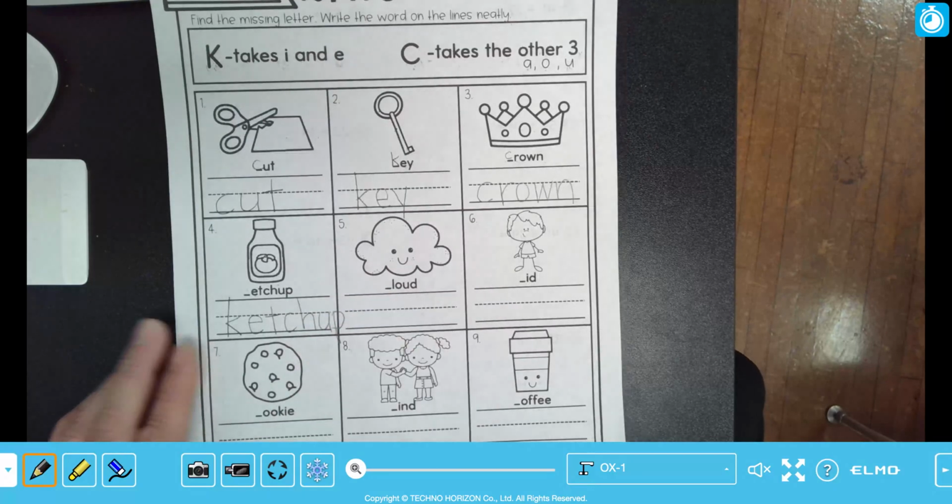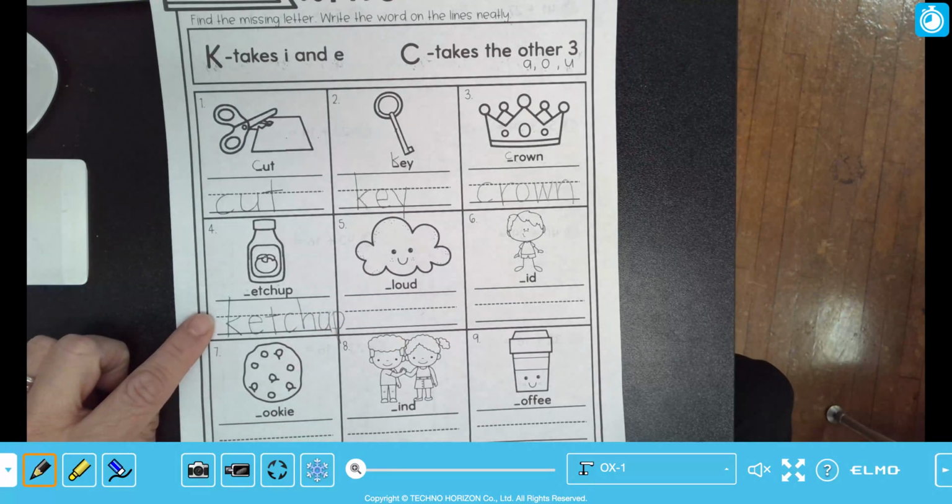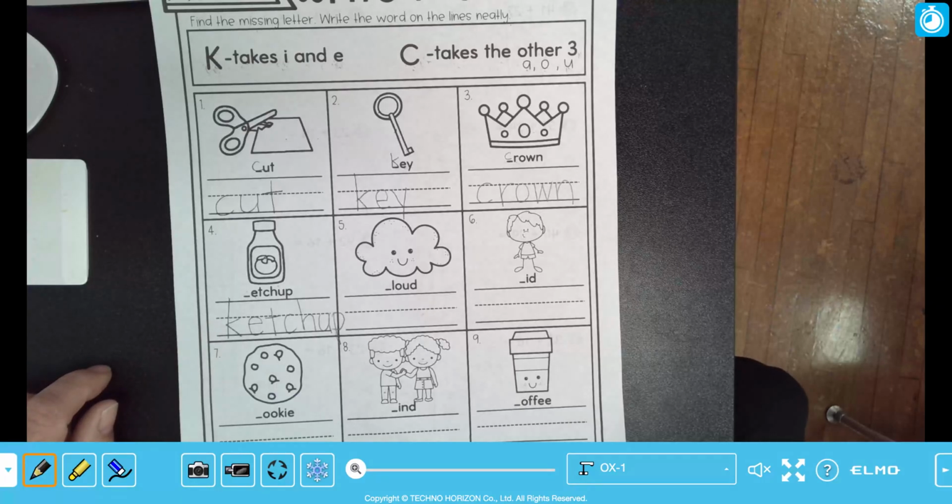Oops, I ran out of space for the P. I should have started the K closer to the beginning because I ran out of space.